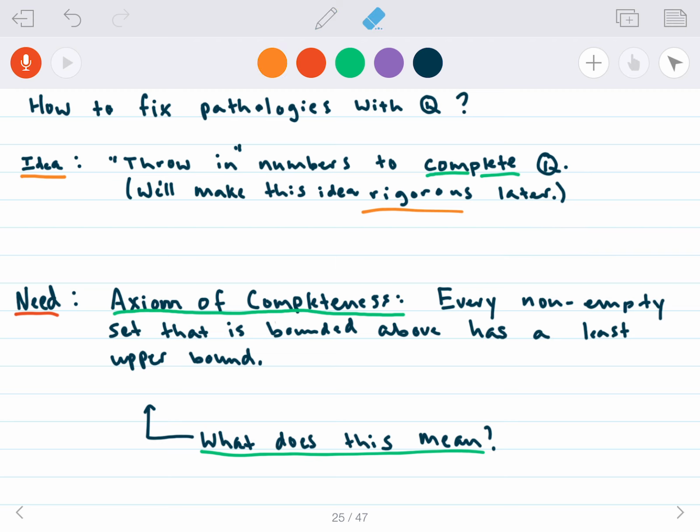What we need to complete Q, to make it R, is the axiom of completeness. I'm just going to state it for now, and then we'll come back at the end of the lecture, once we get all of the tools that we need, and explain it a little bit more. Every non-empty set that's bounded above has a least upper bound, and the goal of this lecture is to decipher what that means.